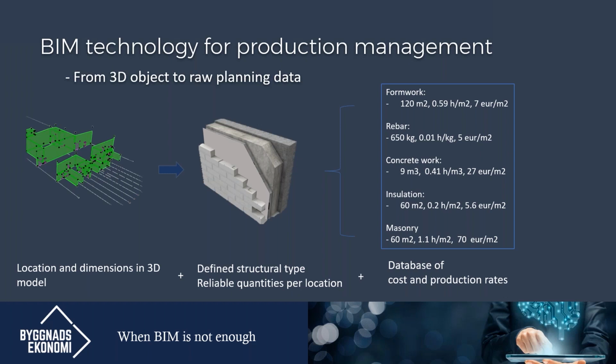Now, by connecting this one to databases of cost and production rates, we can derive from the 3D model data information such as the need for formwork, 120 square meters, connecting that to the production rate database that tells us that it takes 0.59 hours per square meter, or to a cost database that tells us it's going to cost us €7 per square meter to get it done. Similar for rebar, concrete work, insulation, masonry, finishes, anything that you would need to calculate.